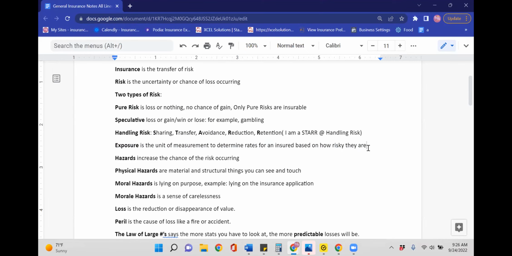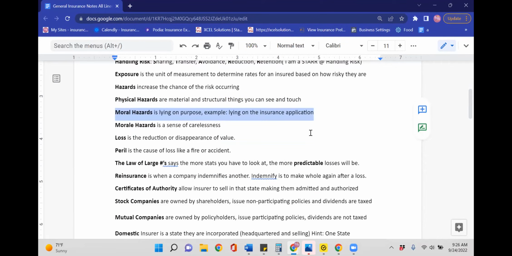Okay. We talked about hazards. Hazards increase the chance of a risk occurring. Physical hazards are material and structural things that you can see and touch. Moral hazard is lying on purpose, like lying on your insurance application. Morale hazard is a sense of carelessness.